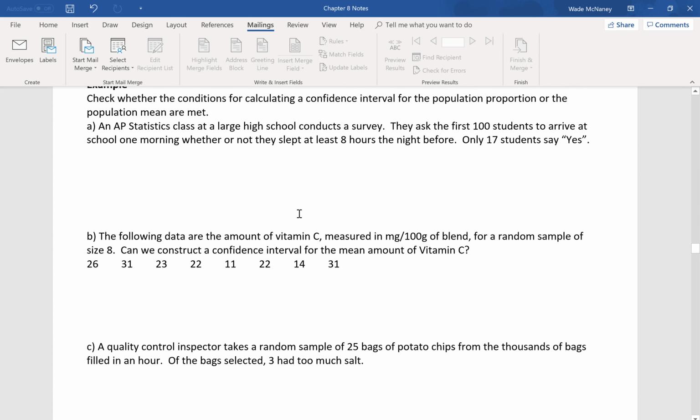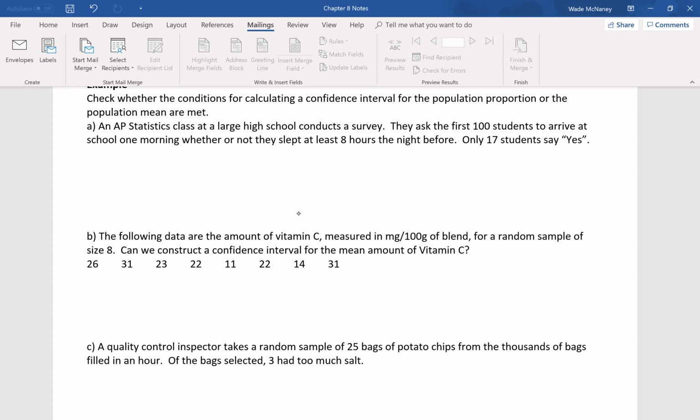First example here, we're doing a survey. That's the first 100 students to arrive at school one morning whether or not they slept at least 8 hours the night before. Only 17 students said yes. So first of all, you have to ask yourself, is this a proportions problem or is this a means problem?